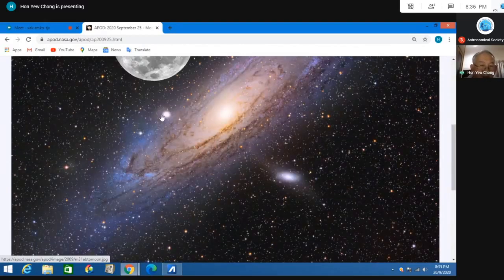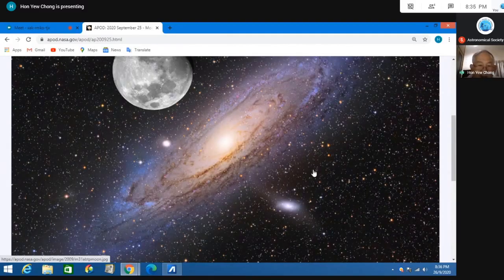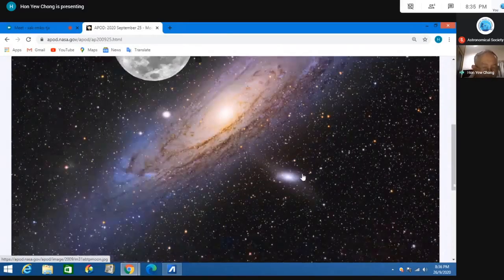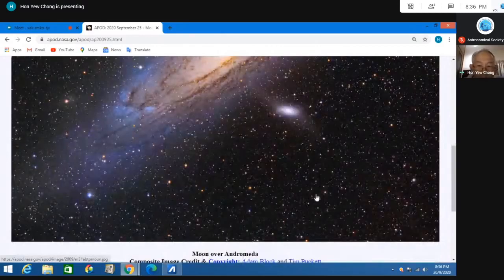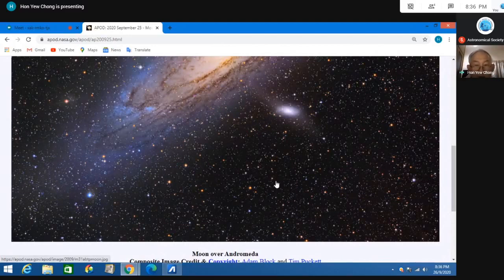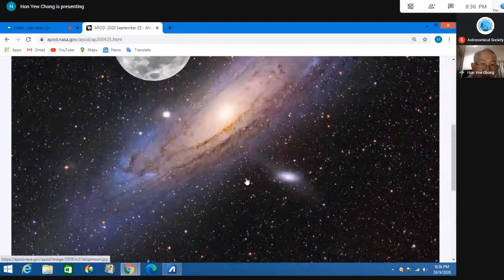And then you have the dwarf galaxy M32, and of course here is M110. The Andromeda galaxy itself is M31, all right? And of course, all these stars here, in different colors, are in the foreground. That means they are inside the Milky Way. The Andromeda galaxy is much further, all right?